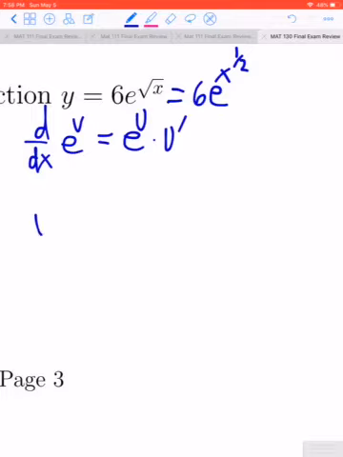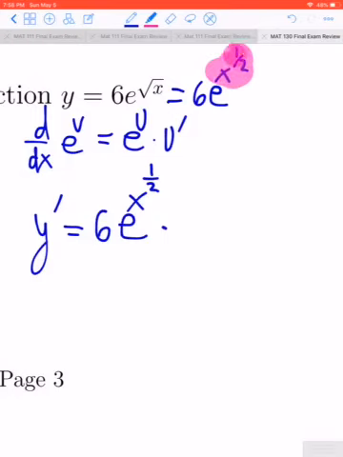For this particular function, the derivative of 6e raised to the x to the 1/2 power, you leave the 6 alone from the constant multiple rule. The derivative of e to a power is going to be the same thing back, so you have e to the x to the 1/2 power. And now from the chain rule, we need to multiply by the derivative of the inner function, and it turns out that that's the exponent of the e function. The derivative of x to the 1/2 is 1/2 x to the negative 1/2.